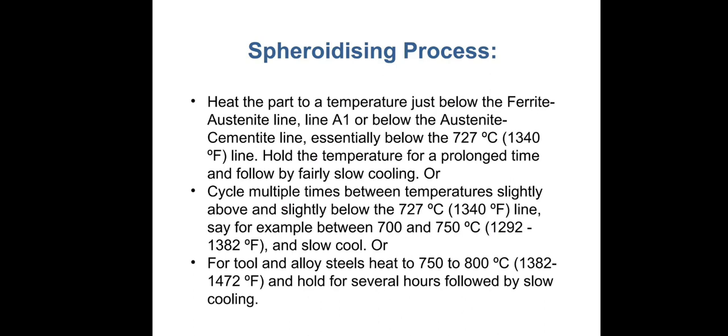Cycle multiple times between temperatures slightly above and slightly below the 720 degrees centigrade line, for example, 700 to 750 degrees centigrade, followed by slow cooling. For tool and alloy steels, heat to 750 to 800 degrees and hold for several hours, followed by slow cooling.